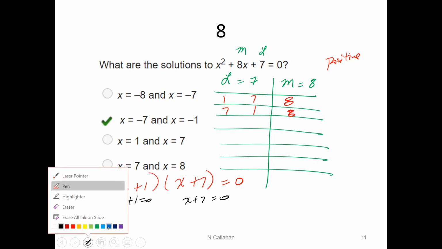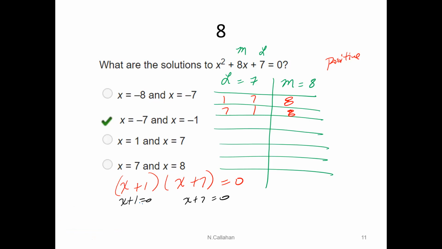And then what's opposite of a positive 1? Negative 1. What's opposite of a positive 7? Negative 7. And so which answer does that match? A, B, C, or D? Got it. Good job.